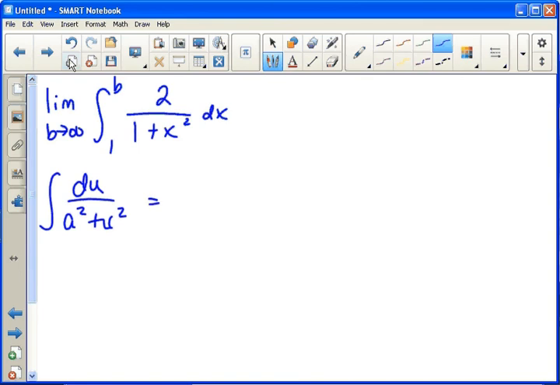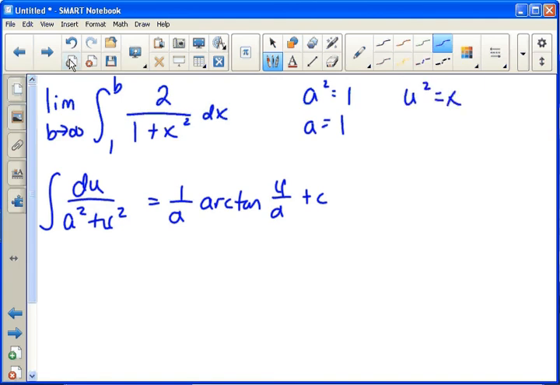Okay, so it looks like a squared is equal to 1 this time, which means a is 1. Square root of 1 is 1. u squared is equal to x squared, so u is equal to x, just taking the square root there. du is equal to 1 dx.